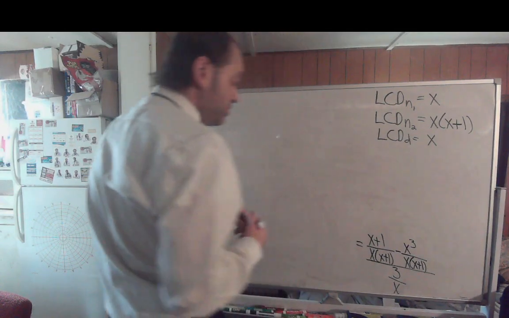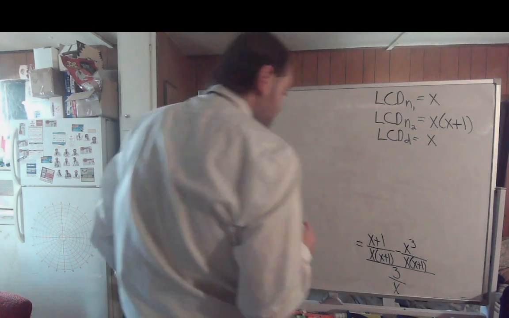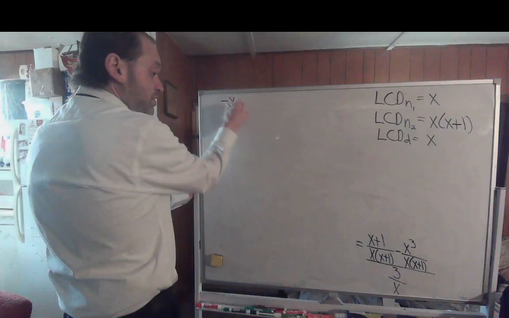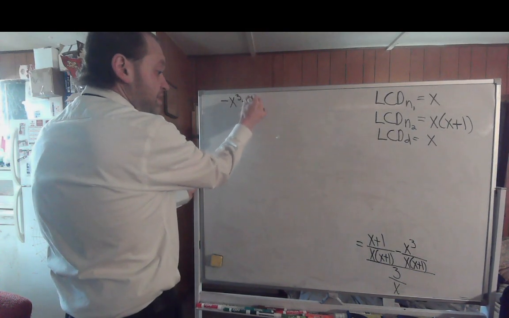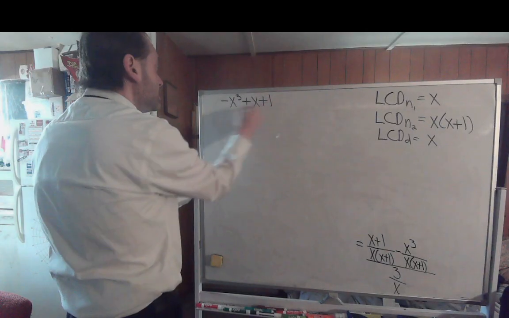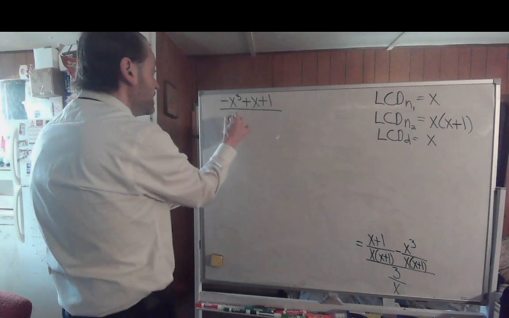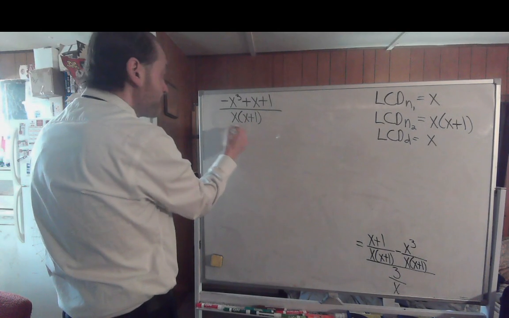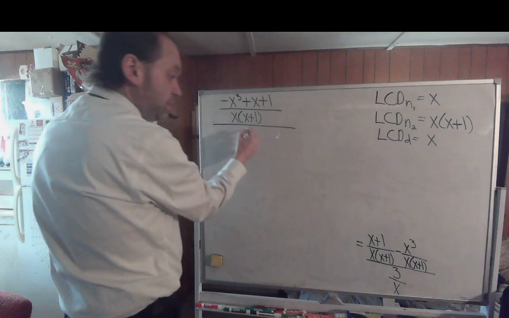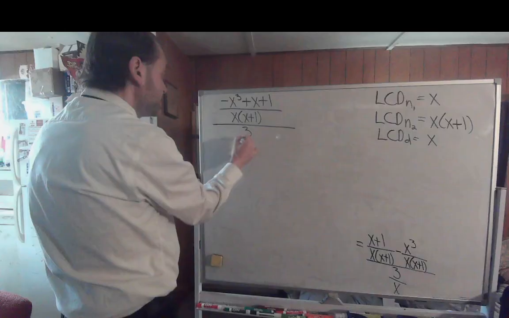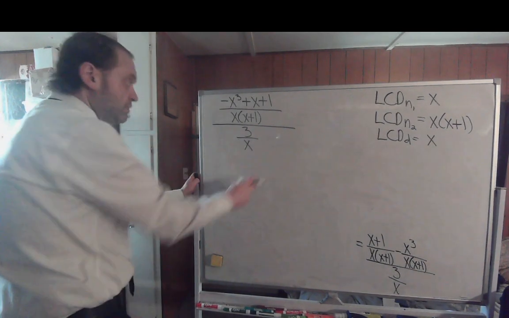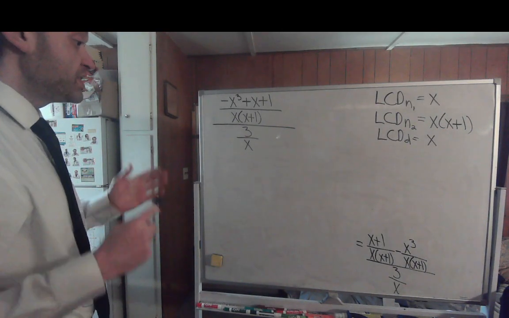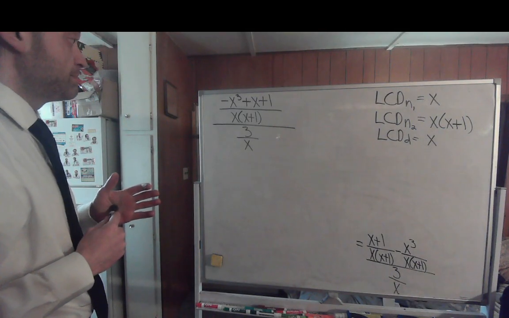Well, in the numerator, this is going to turn into negative x to the third plus x plus 1 all over x times x plus 1, all over 3 over x. Well, I think we've simplified the best we can.